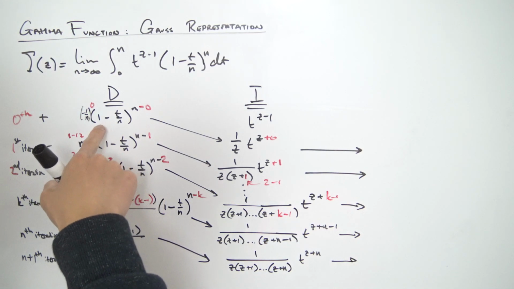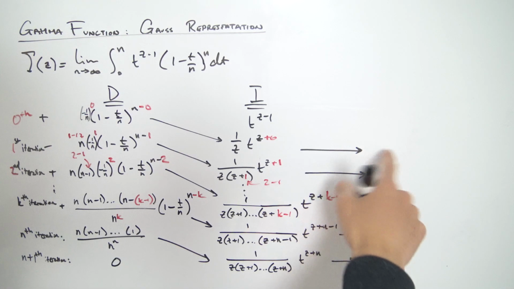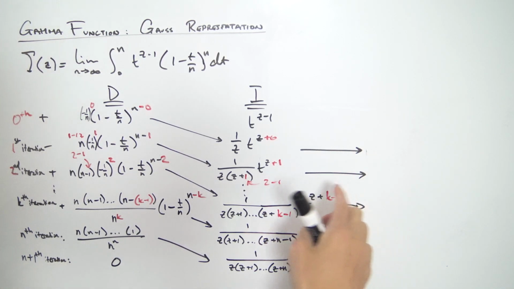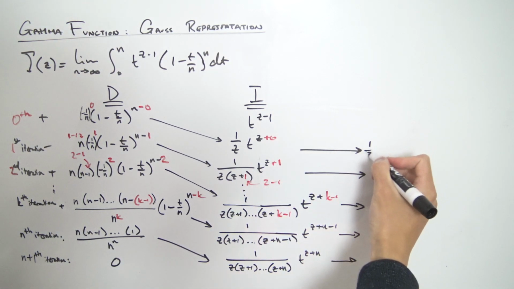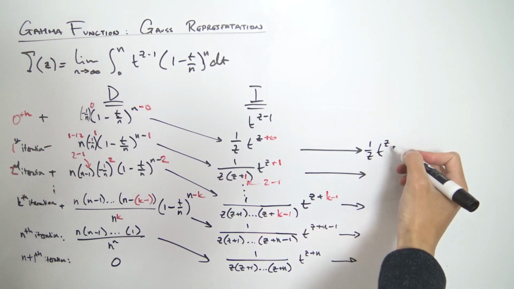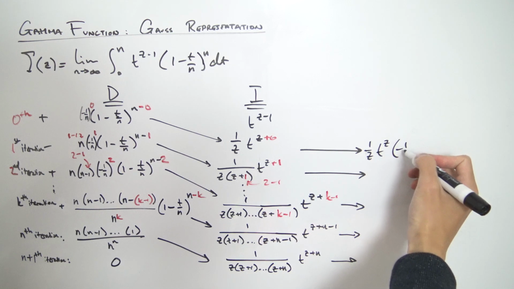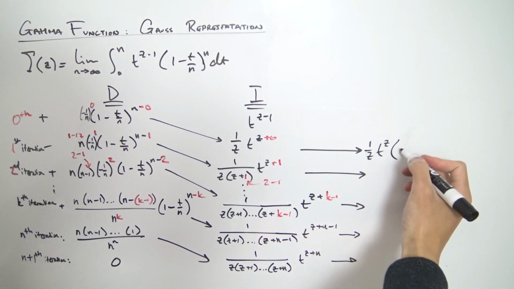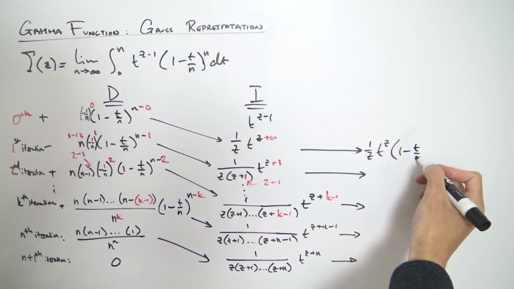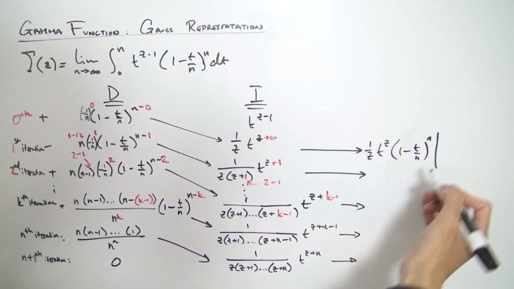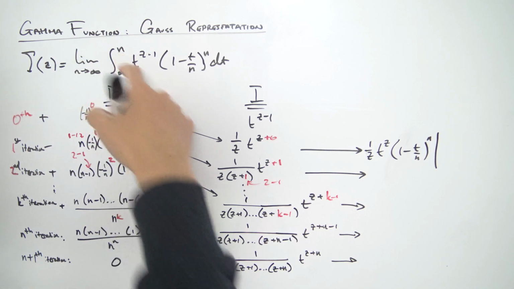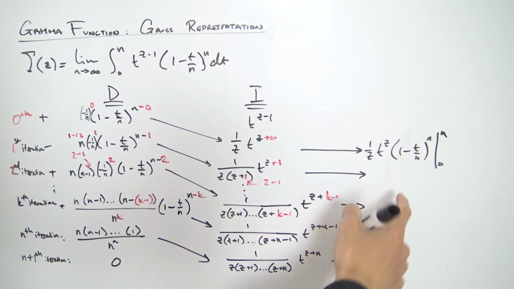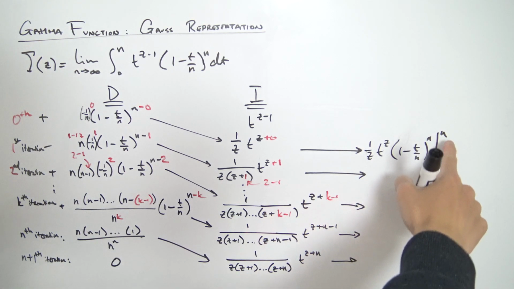Well, let's see. On this first diagonal, I'll write this first: 1 over z, t to the z, and then we have minus 1 over n to the 0, so there's no point writing that. But we get 1 minus t over n to the nth power, and we evaluate this on the bounds, from 0 to n.